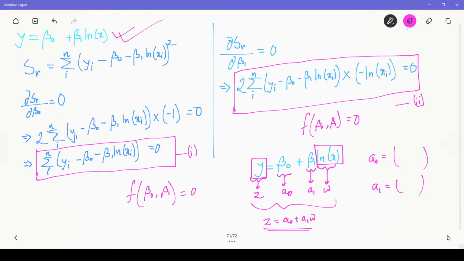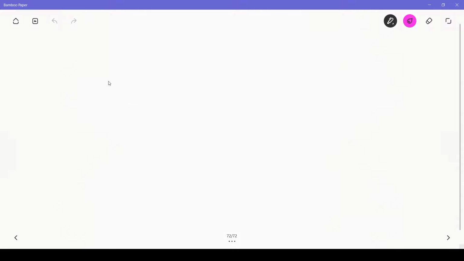Okay, now that we are back to our bamboo paper, let's analyze the power model. So recall that the equation for the power model looks something like y equals a times x to the power b, right? So our sum of the square of the residuals, SR, will look something like this: from i equals 1 to n, the true value yi minus the predicted value a times x sub i to the power b, whole square, right?